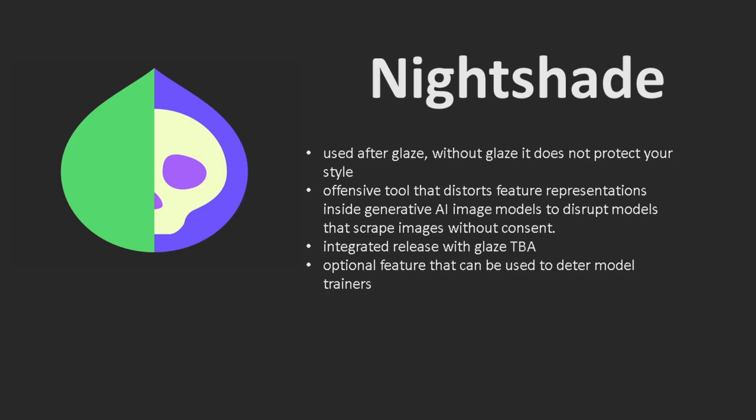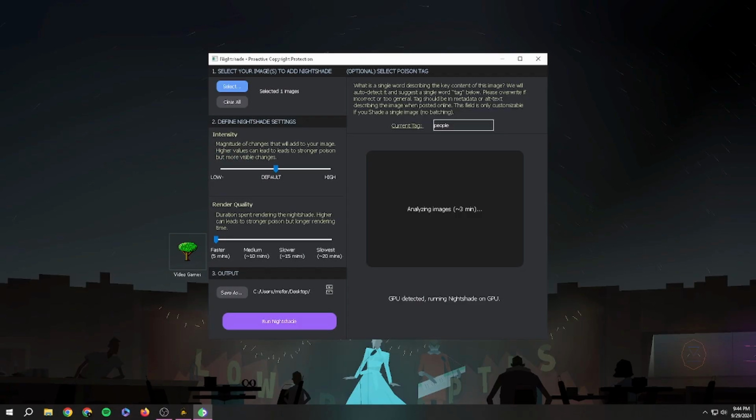So Nightshade is more offensive than Glaze, and you have to use them together. I mean, you don't have to, but it's important to use them together, because if you don't use a glazed work with Nightshade, then your style can still be copied. Nightshade is just changing your artwork to disrupt the association between a prompt and visual features for that prompt. So the model will produce incorrect results if you feed it your artwork that's been shaded.